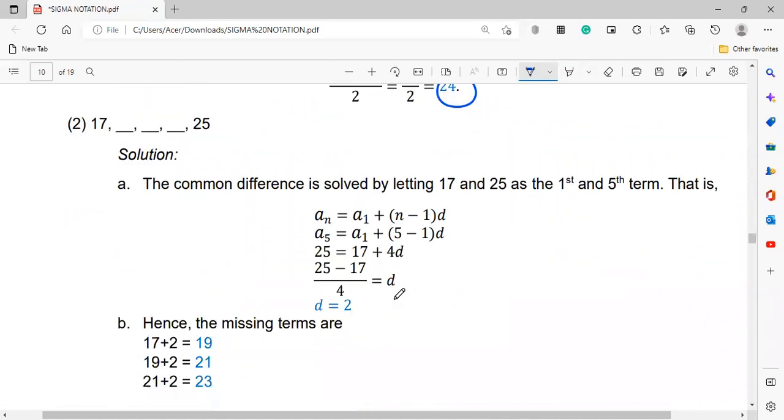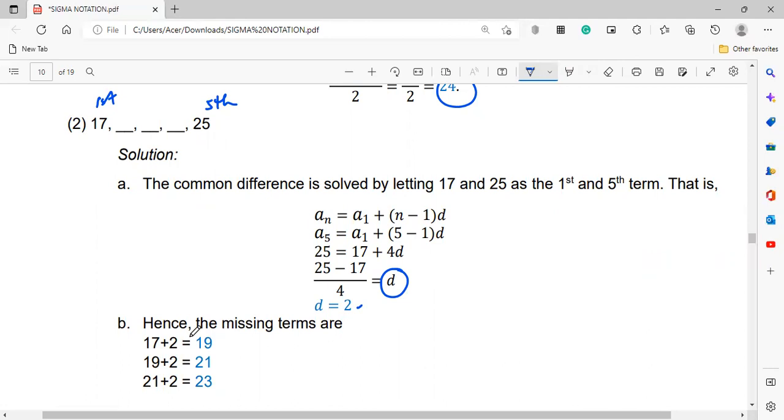In number 2, as you can see, tatlo ang nawawala. Now, to solve for these three arithmetic means, we can make use of the first term. This is the first term, and 25 is the fifth term, just to get the common difference 2. And we got 2 by substitution. We let a sub 1 be equal to 17. And since n is 5, 5 minus 1 gives us 4. And the fifth term is 25. So 25 minus 17 divided by 4 gives us 2.